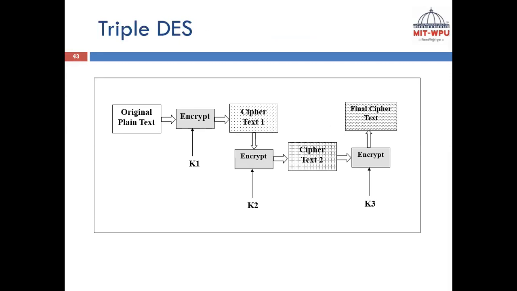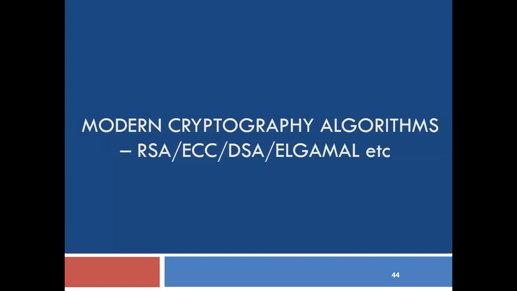In triple DES, we are utilizing three different keys. The same analogy is applied as was used in double DES. First encrypt with K1, next encrypt with K2, and next encrypt with K3. This way we are encrypting in this cryptographic algorithm, DES.